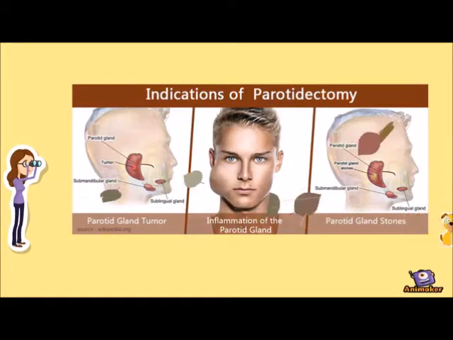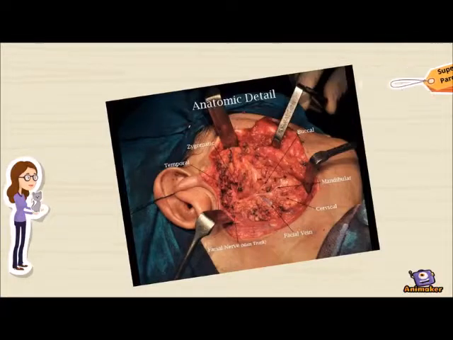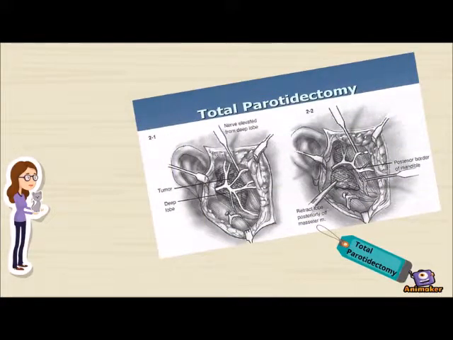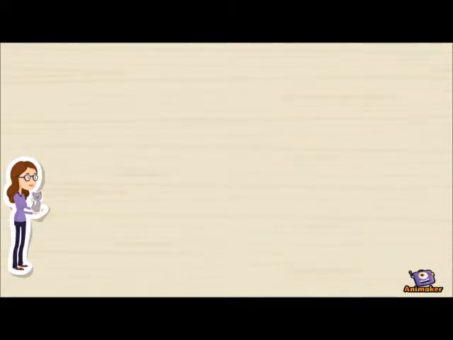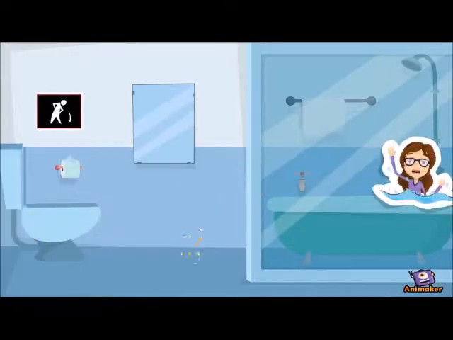There are three types of parotidectomy. Superficial parotidectomy is partial removal of the gland above the facial nerve. Total parotidectomy is when both the superficial and deep lobes of the parotid gland are removed. Radical parotidectomy is removal of the facial nerve and sometimes the temporal bone and tissues over the parotid gland. After the parotidectomy, a frequent complication is Frey syndrome, sweating and flushing of the facial skin in the area of the parotid gland, which occurs during meals.